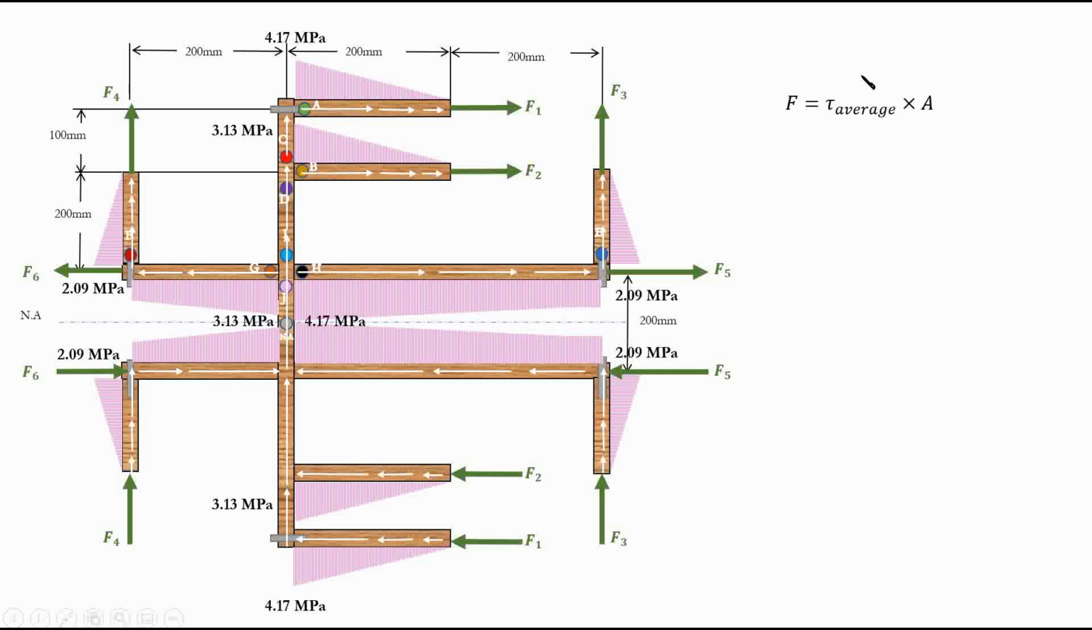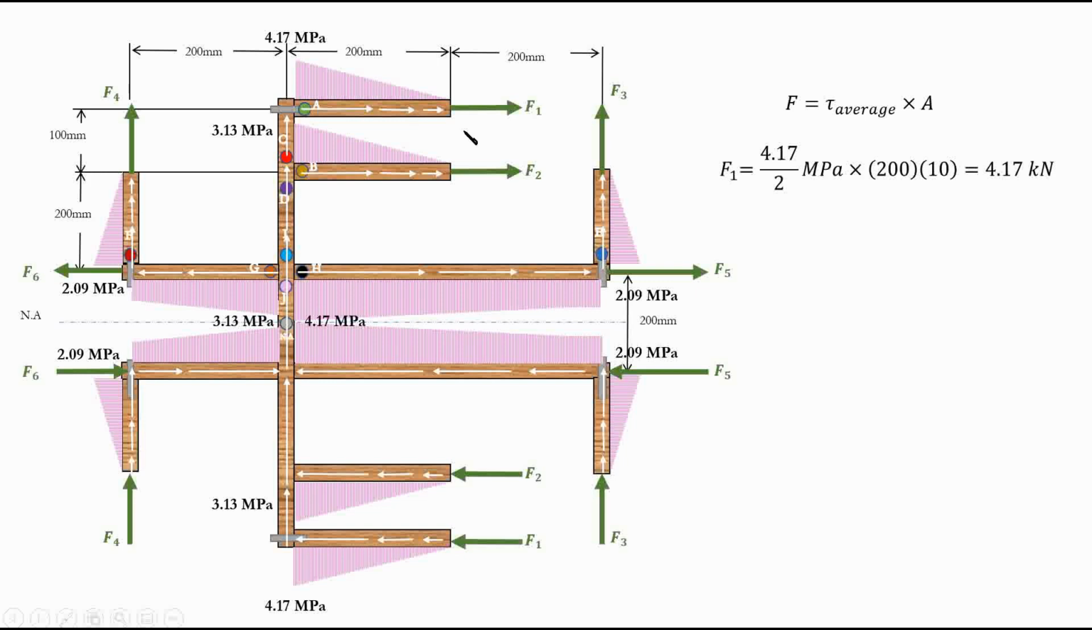So we can just use a tau average here. What is tau average, for example, for this force F1? We could say this area multiplied by the tau average. What is the tau average? It's just 4.17 divided by 2, or 4.17 plus 0 divided by 2. Why? Because this stress is linear, so it's a linear triangular distribution that we have. So just say 4.17 plus 0, divided by 2.